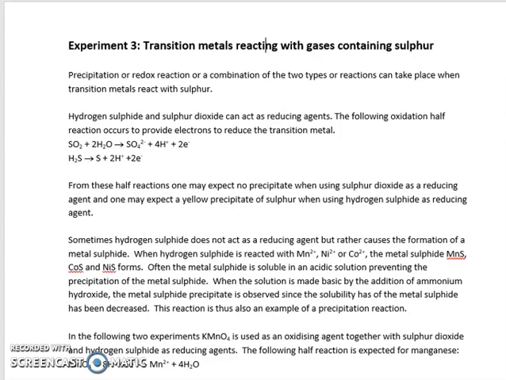I'm discussing experiment 3 and I'm giving you some background information to enable you to understand the experiment and also answer the questions on Blackboard. This experiment is about transition metals reacting with gases containing sulfur.